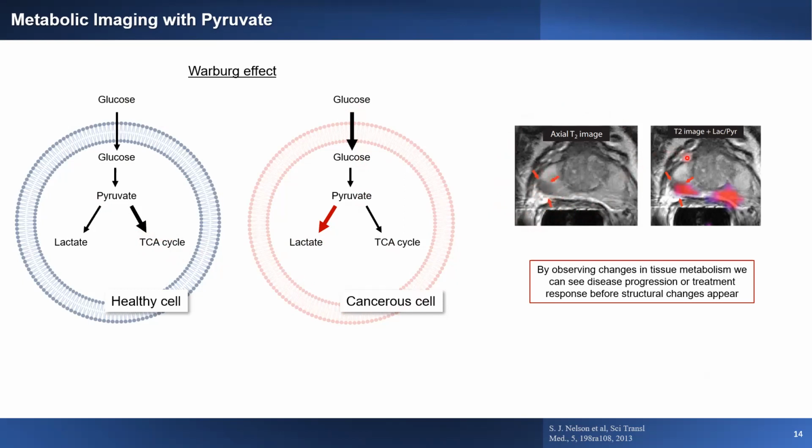But if you then inject hyperpolarized pyruvate and observe the lactate to pyruvate ratio, you see a corresponding tumor area here, but also one over here in this part of the image that you didn't see in the proton image. So what we can say in general is that by observing changes in tissue metabolism, we can see disease progression or treatment response before structural changes appear. So it can be that the metabolic flux is changed in a disease part of the body before there's any significant structural change that you would be able to see with conventional MRI.